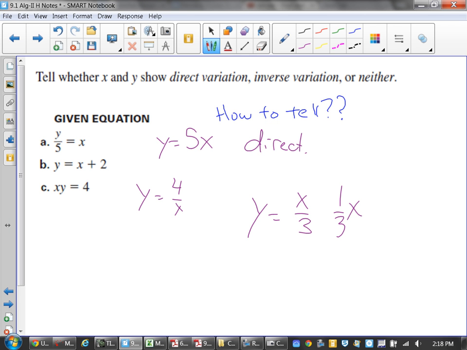What's direct? Why is this? y equals k times x. k is 1/3. That's all. Wait, what's... Neither, because you have this adding into 2. So let's see. Okay. So let me show you what it looks like then via a table.